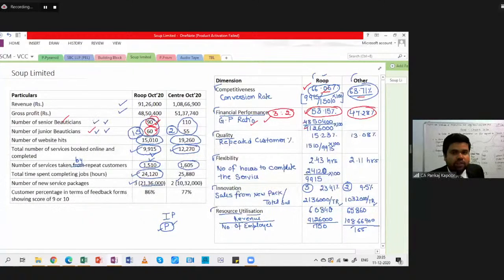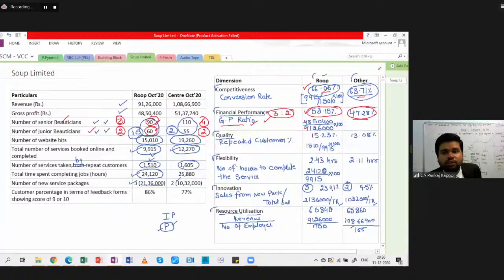Let's understand this point once again. If in the other center 2 beauticians are junior, then there are 4 beauticians senior. But in the group, if 2 beauticians are junior, then only 3 are senior. It means if we see the ratio, a larger number of juniors are included in the group. Hence, the salary expenditure of the group is less, and the service industry majorly has expenditure in the form of salaries. Hence, this may be the reason that the GP ratio of the group is better than the GP ratio of the others. Okay.